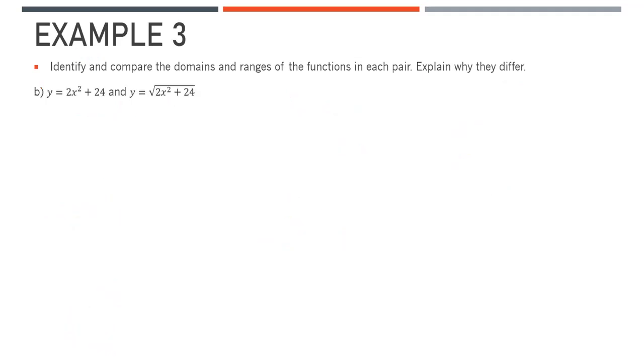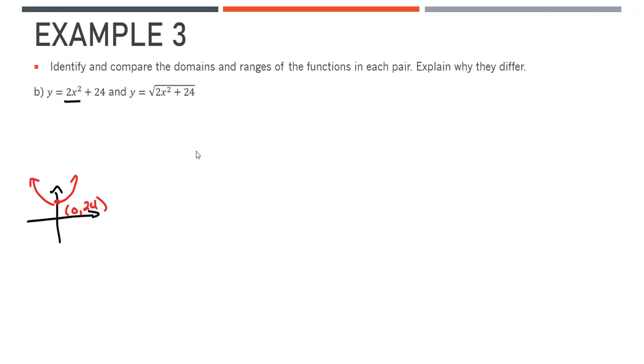Let's look at a similar question. Identify again and compare their domains and ranges. So we've got these two equations. Again, I think the easiest thing is going to be to sketch this. This is a parabola, so let's just sketch our parabola. It's already in vertex form for us, so I know our vertex is (0, 24). And then I'm looking at my a value, and it's positive. So I'm going to have a graph that looks something like that.